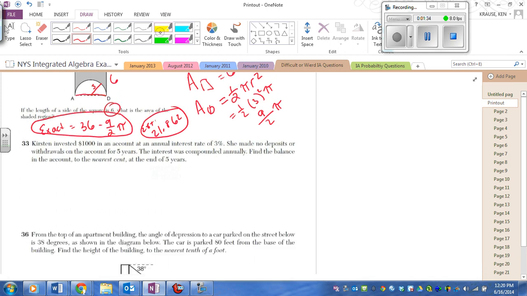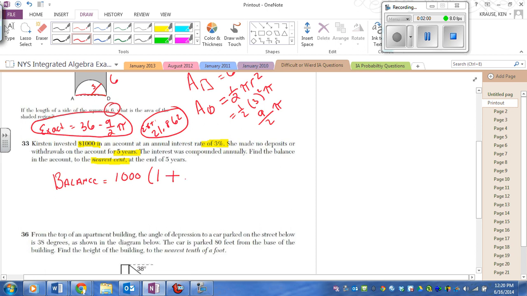Let's see here what we got. We've got $1,000, interest rate of 3%. We're going to do it for 5 years, and we're going to round to the cent when we're done. So, balance is equal to the principal, the starting amount, $1,000, times 1, and I'm going to add this 3% in as 0.03.